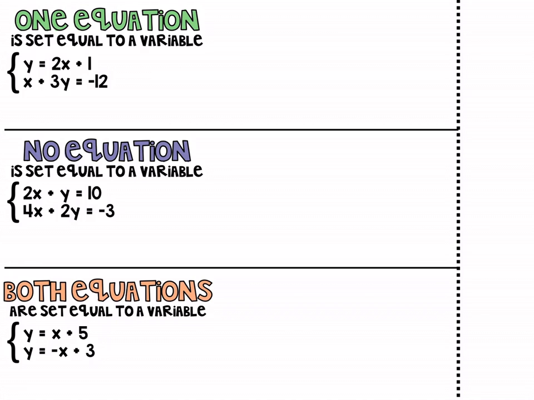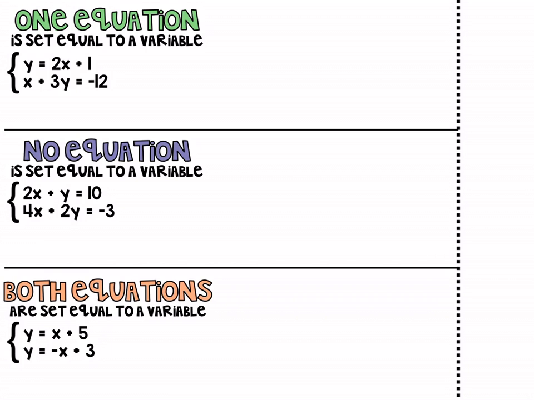with something else, okay? So the first set of the front page, we're not actually going to solve these systems. We're just going to work on substituting, and then we'll solve when we get inside the foldable. So there's three different scenarios we have when we can substitute. We have one equation is set equal to a variable, no equation is set equal to a variable, and both equations are set equal to a variable. So we're going to start with one equation. One equation is set equal to a variable.